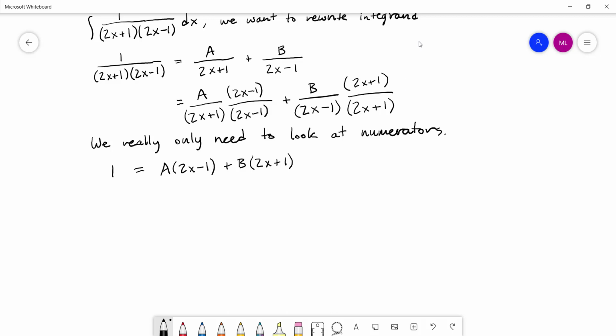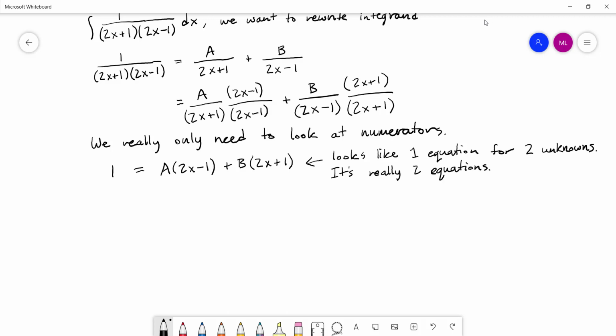Okay, so it looks like one equation for two unknowns, right? We're trying to find A and B. So we have two unknowns, but really only one equation. But the reality is it's really two equations. And how so, right? I only have one equal sign here. It's written as one equation, but there's two separate pieces of information encoded within this.